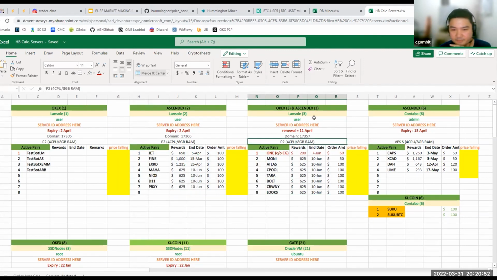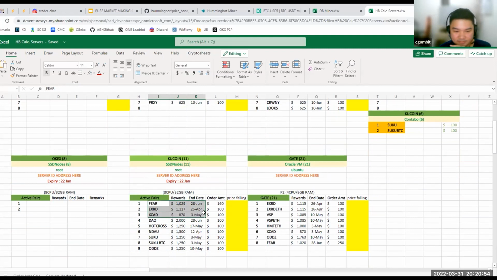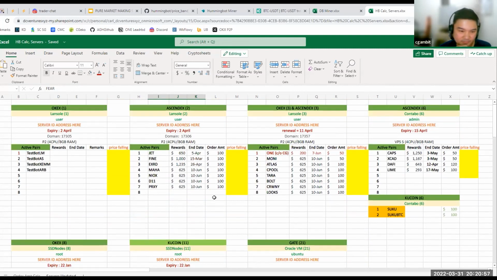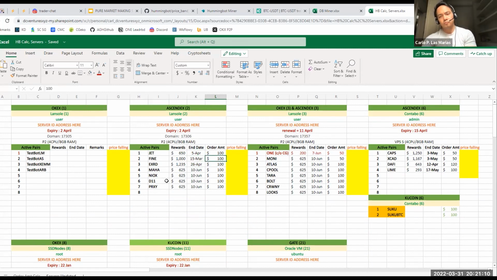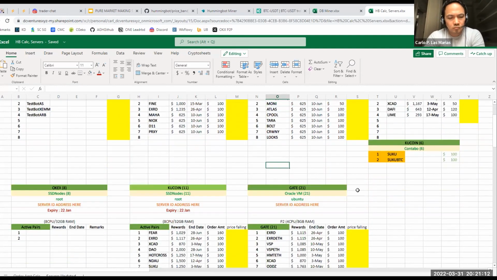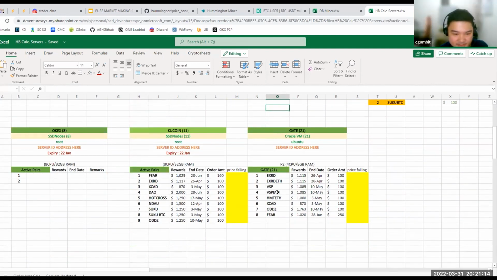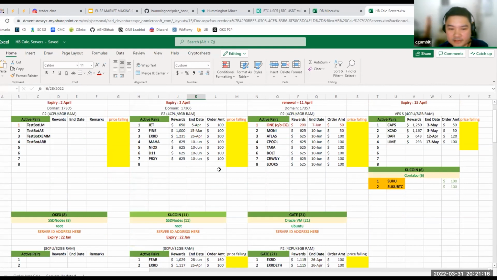Yeah, so these are the different servers here. And then for monitoring of the bots, we just use this Excel file, so that we note the end date, the order amount, and the rewards. Yeah, quite manual work, but it works for us also.